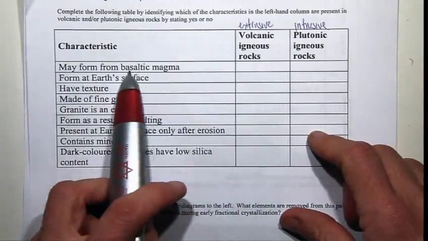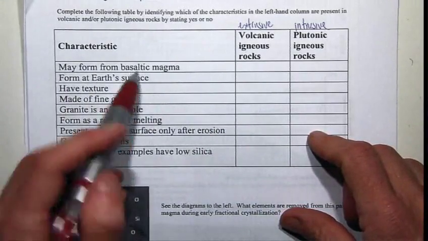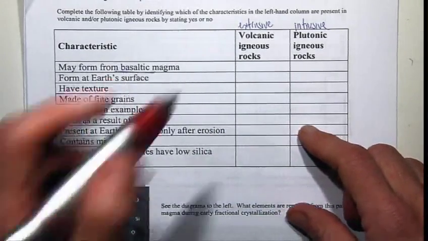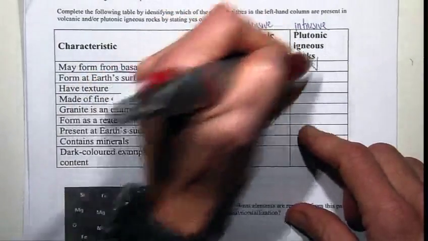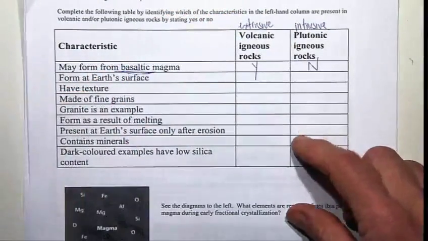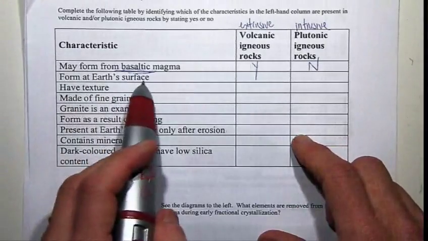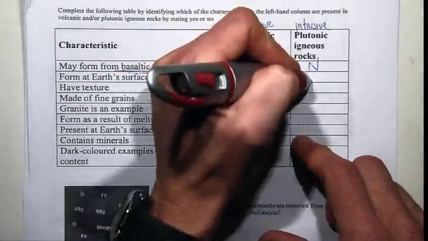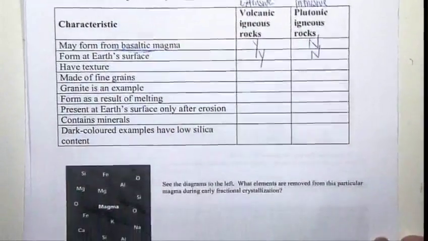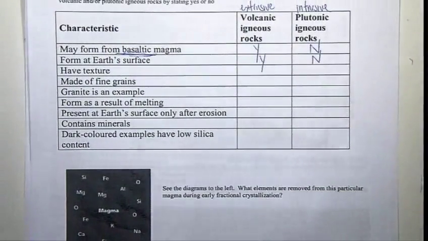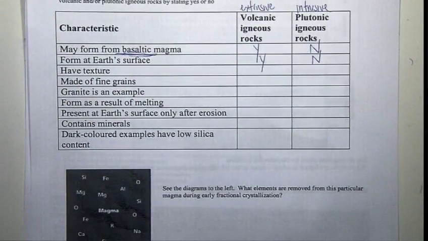So, may form from basaltic magma. Well, as soon as you see basaltic, you think, oh, that's extrusive. So yes, no. That's something on the surface. Form at the Earth's surface. Well, that's the whole difference between those two. Okay? So try the rest of those, again just for a minute or two, and we'll see how you go.